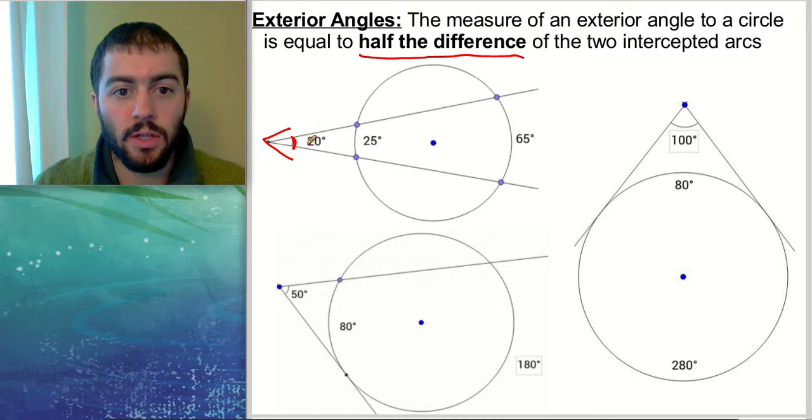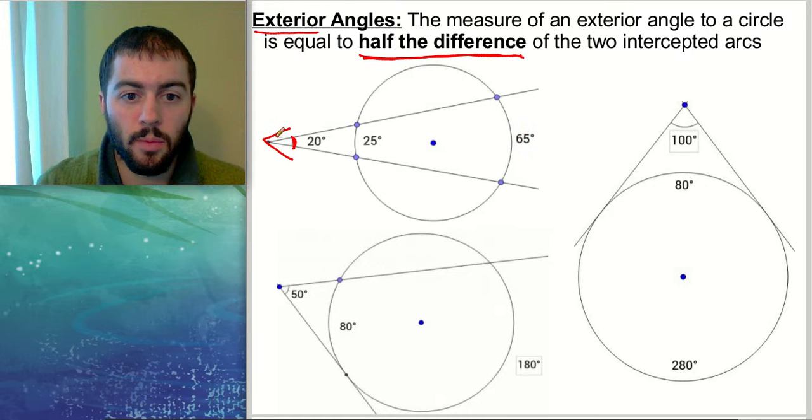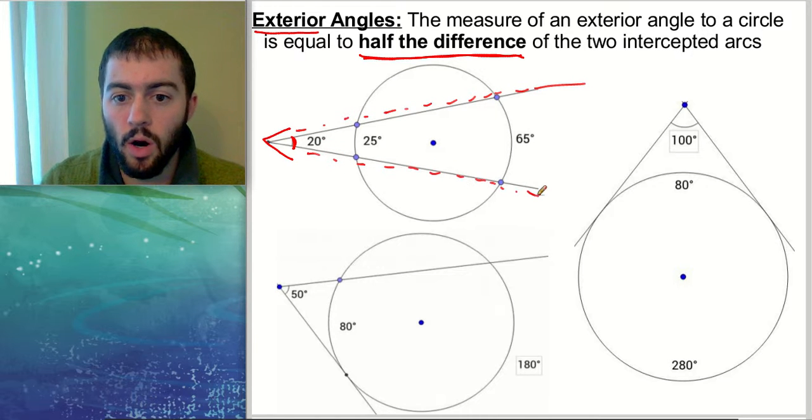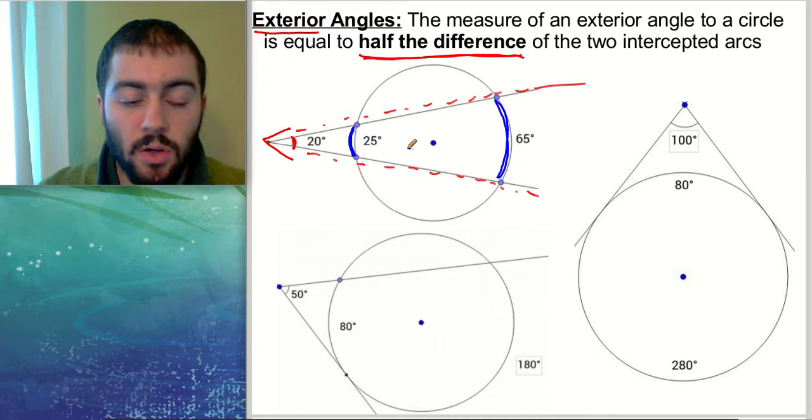So we have an angle that's formed outside the circle, so it's an exterior angle. To find the measure of this exterior angle, we have to take half the difference of the two intercepted arcs. If we extend this out here, we see that we end up with two arcs formed. We have one arc formed by the continuation of this, and then one arc where the lines first intersect with the circle.